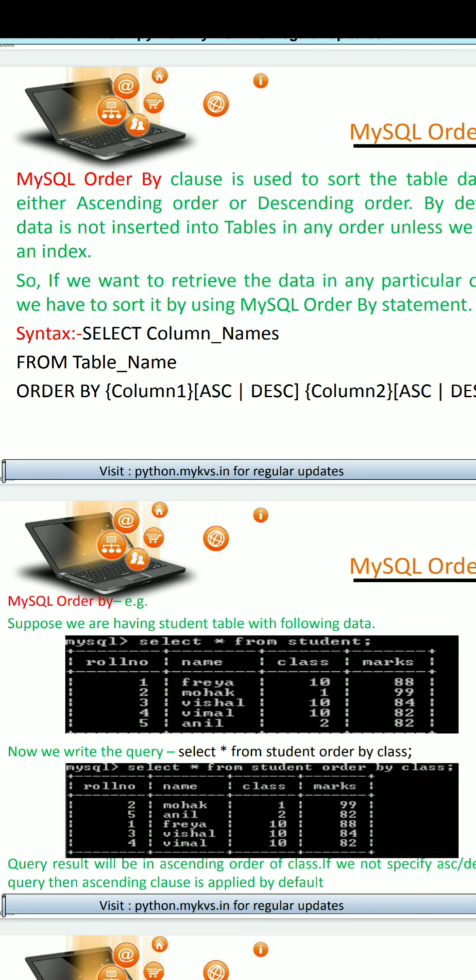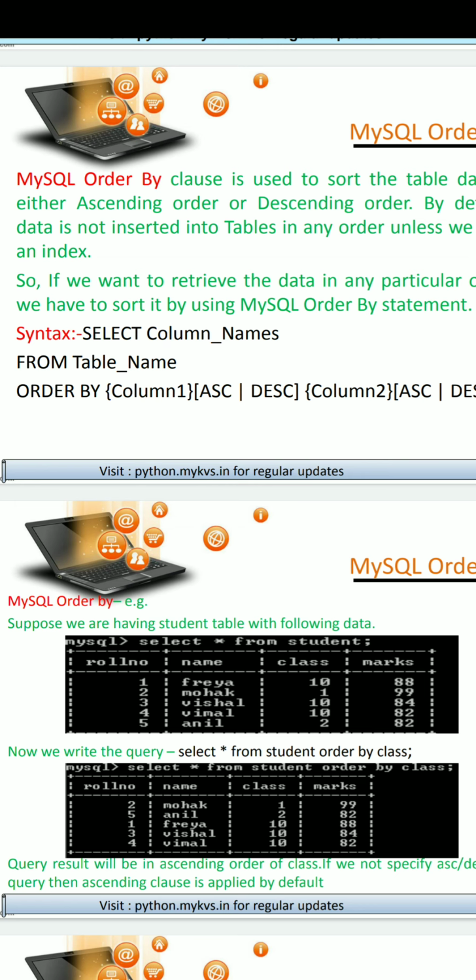So by default, data is retrieved in ascending order if we are not mentioning ASC or DESC after the column name of the order by clause. But if you want data in descending order, we will write the query like select star from product order by price, then after that DESC.